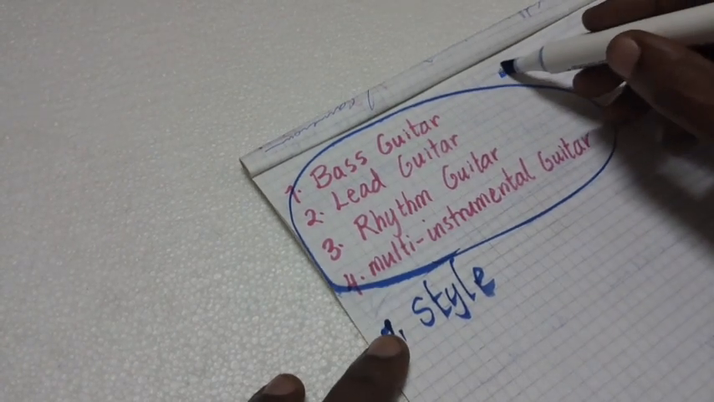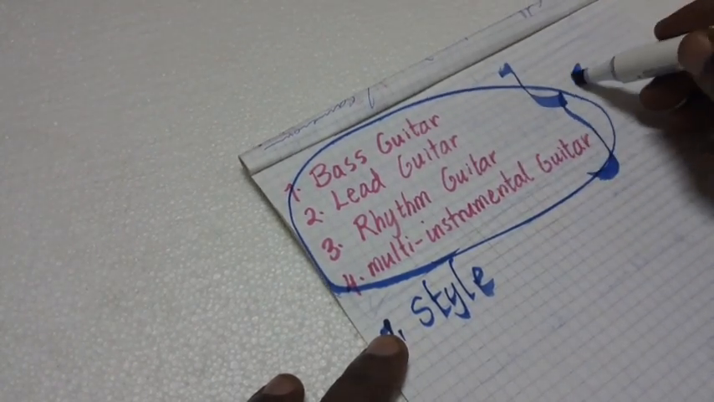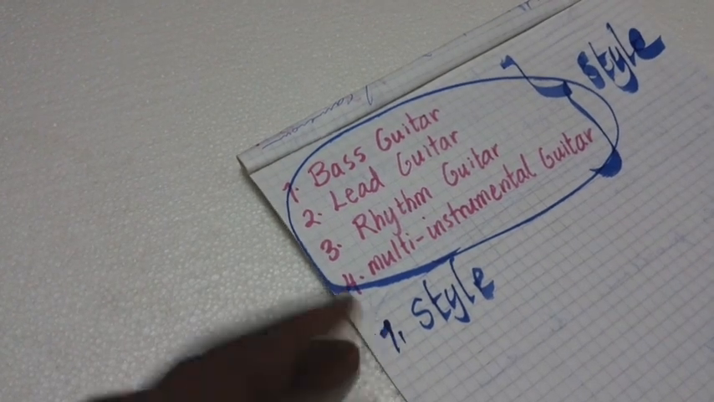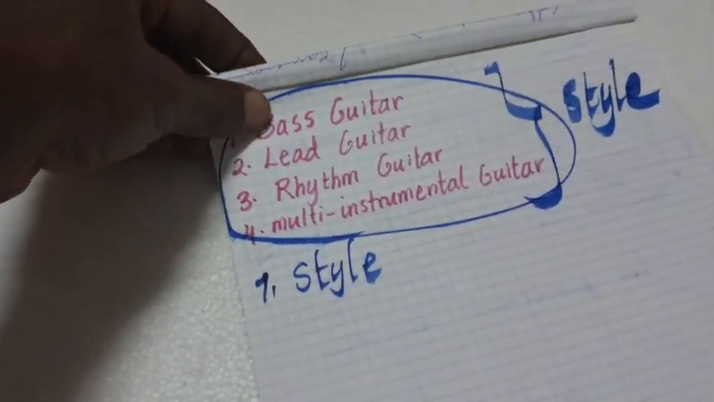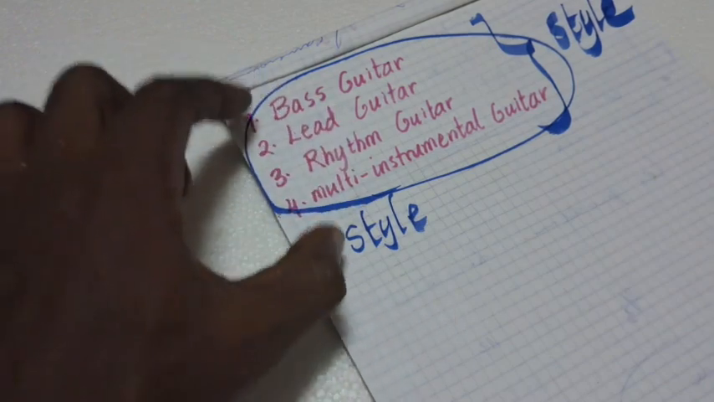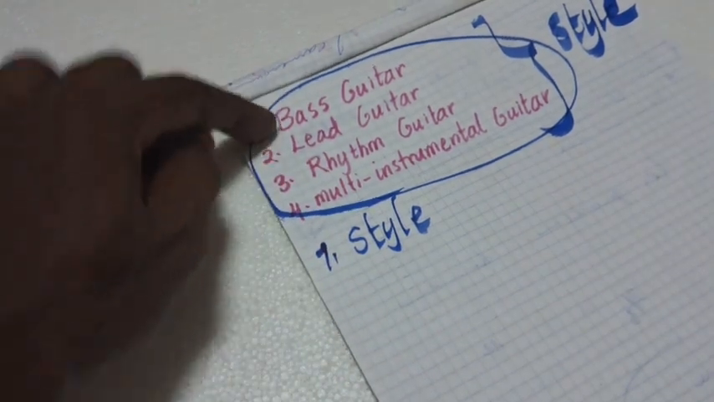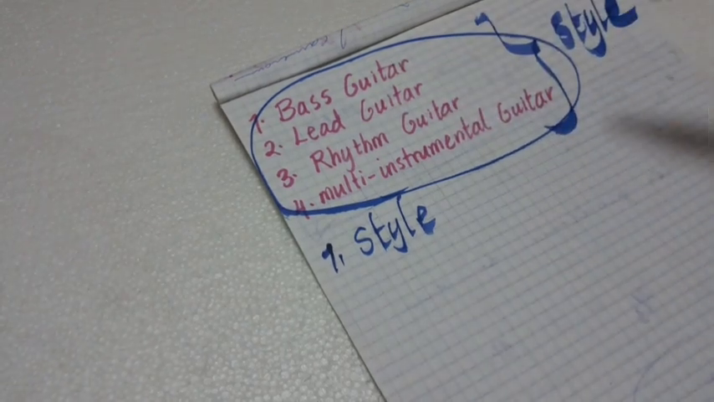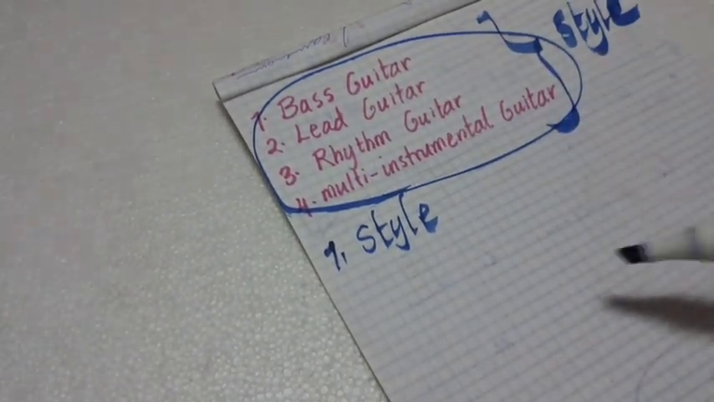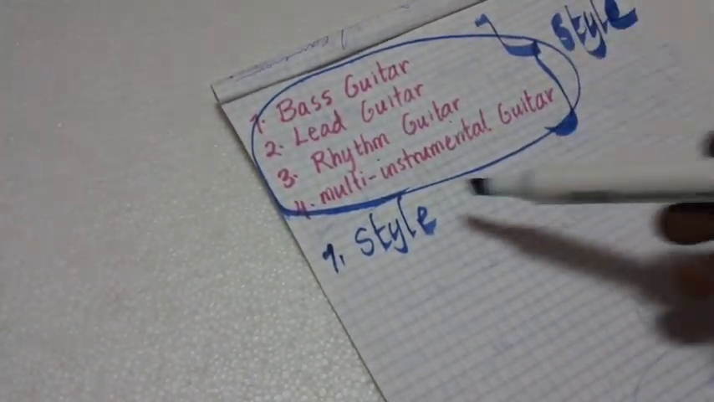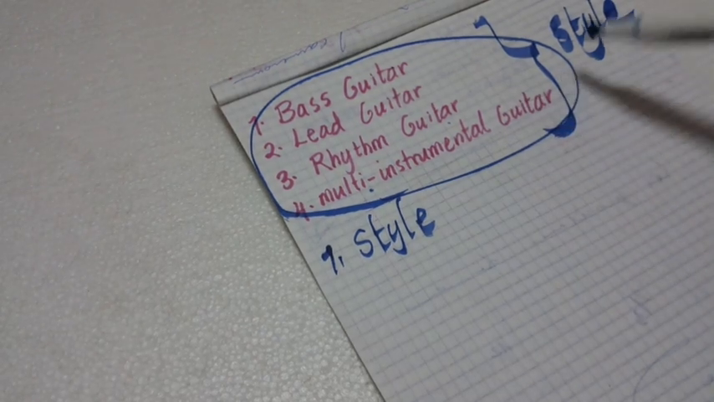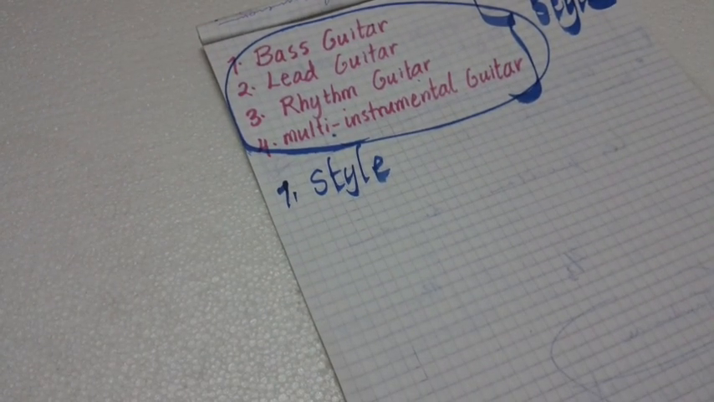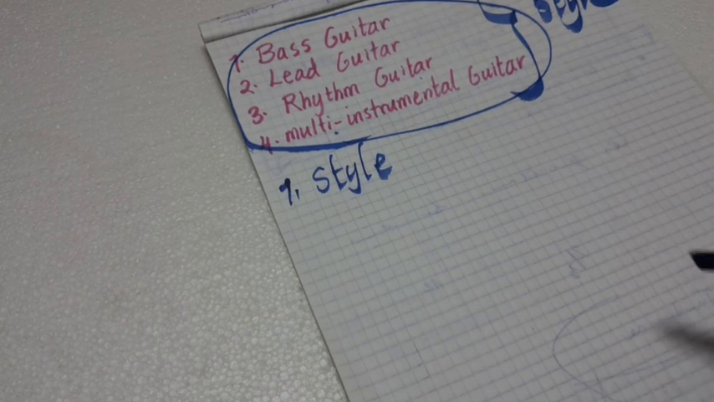So now let's summarize this and say it's style of playing. Is it clear? So this is more of bass guitar style, lead guitar style, rhythm guitar style, multi-instrumental guitar style. Now, let's go to another categorization of guitar.